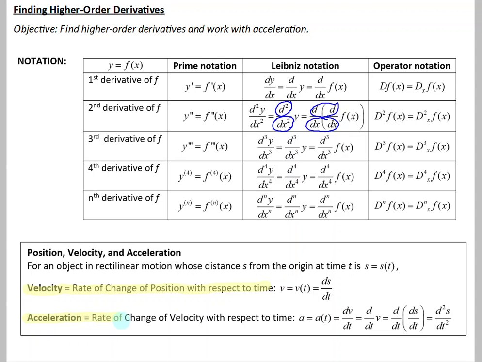Acceleration is the rate of change of velocity with respect to time, usually denoted with the letter a for acceleration. So a as a function of t will be the derivative of velocity with respect to time. D dt, the derivative with respect to time of velocity, which is the derivative with respect to time of the derivative of s with respect to time, or the second derivative with respect to time of the position function.